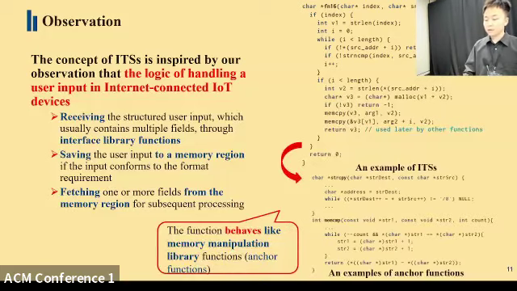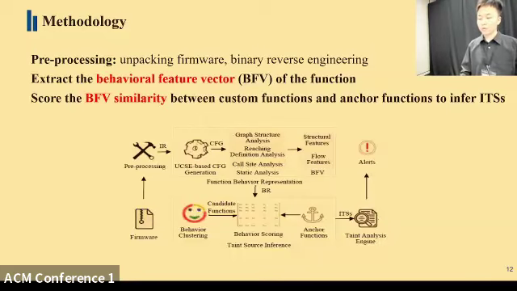This design makes the intermediate source behave like memory manipulation functions. Considering there are various standard library functions that operate on memory, such as string copy, memory compare, and string compare, we treat the implementation of these functions as anchors and analyze the similarities between anchor functions and custom functions to identify intermediate sources. Our methodology mainly consists of 3 stages.